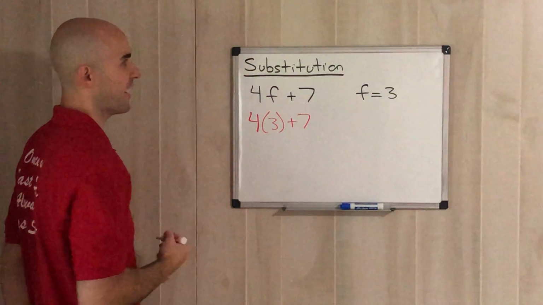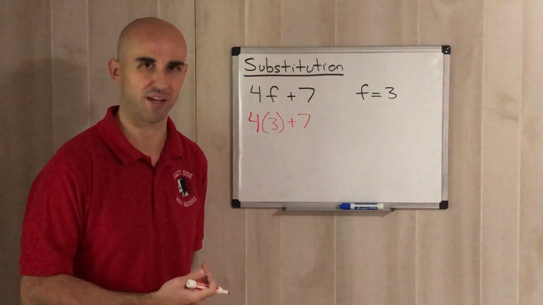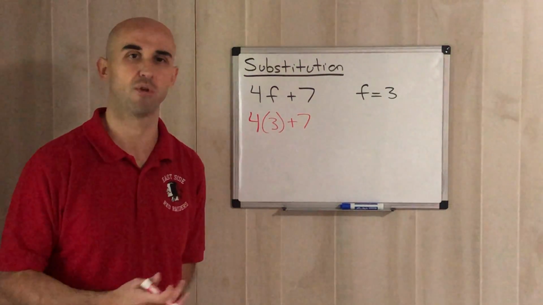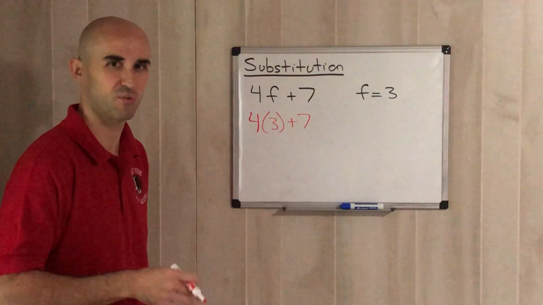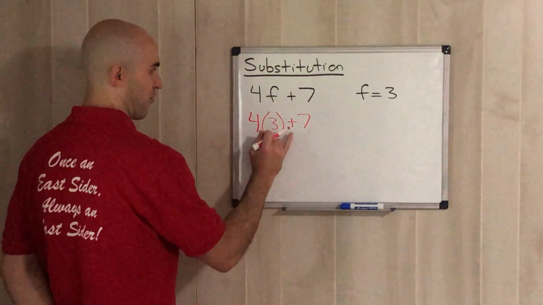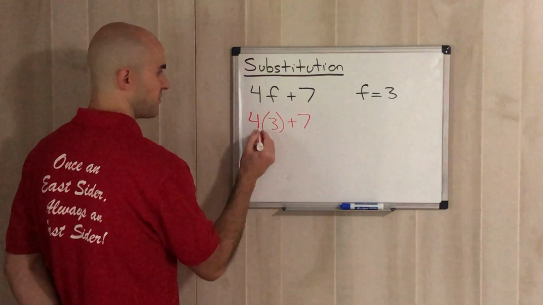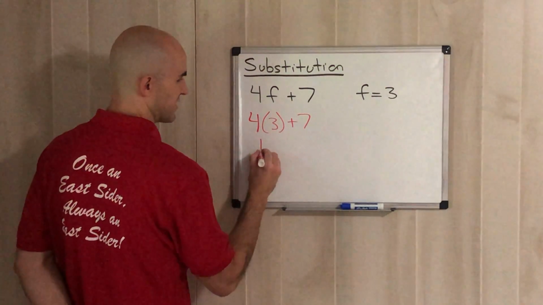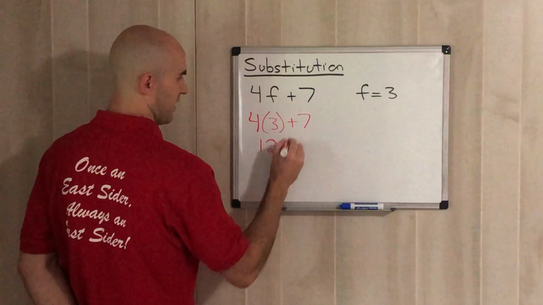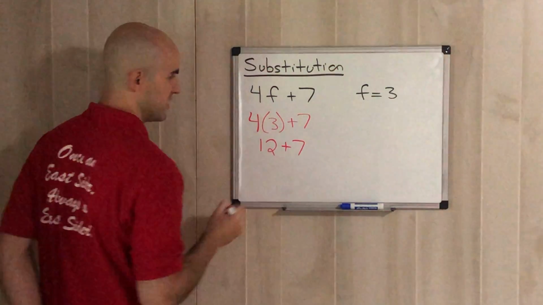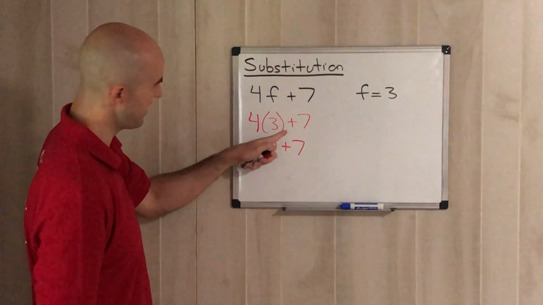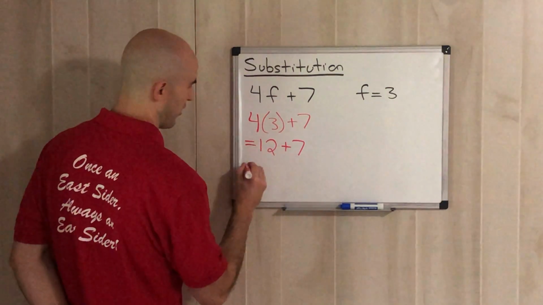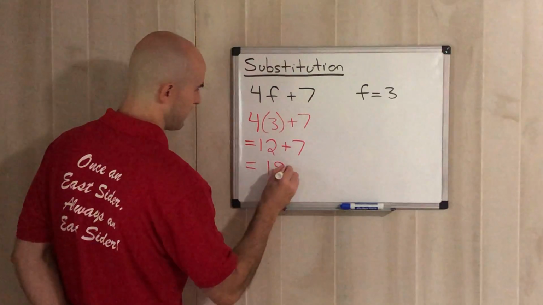And now simplifying. You always got to follow the order of operations. And order of operations says before adding or subtracting, you got to multiply or divide, right? Pennies is what a lot of you remember it as. So before you add, you got to multiply, right? Whenever you have a number next to parentheses, it's multiplication. So 4 times 3 is going to end up being 12, right? Let's not forget the plus 7. So again, all I did was 4 times 3, which gave me 12. Now if we do 12 plus 7, 12 plus 7 is 19.